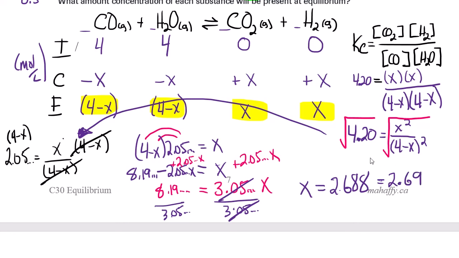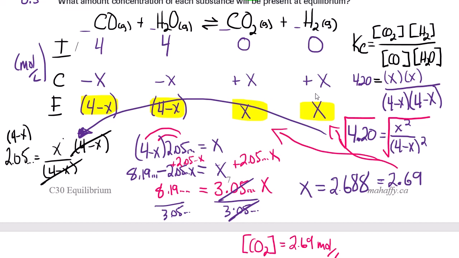And then I can sub back in for my products quite easily, right? Here's my carbon dioxide and my hydrogen. So what I'll say down here is my CO2 equilibrium concentration is just going to be 2.69 because it is just x, and the units are moles per liter. Same with my hydrogen, my hydrogen is 2.69 moles per liter. For my carbon monoxide, 4 minus x is my equilibrium concentration.